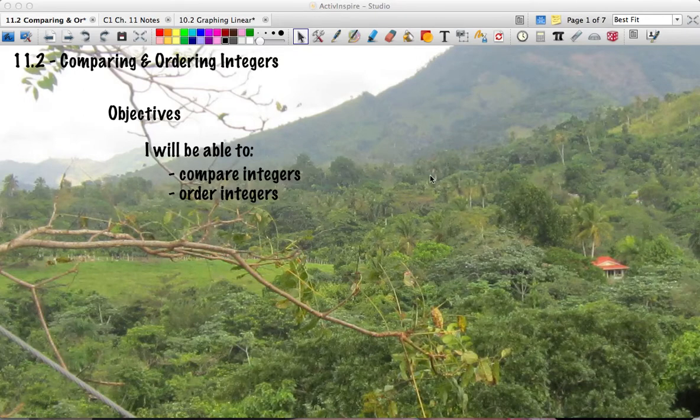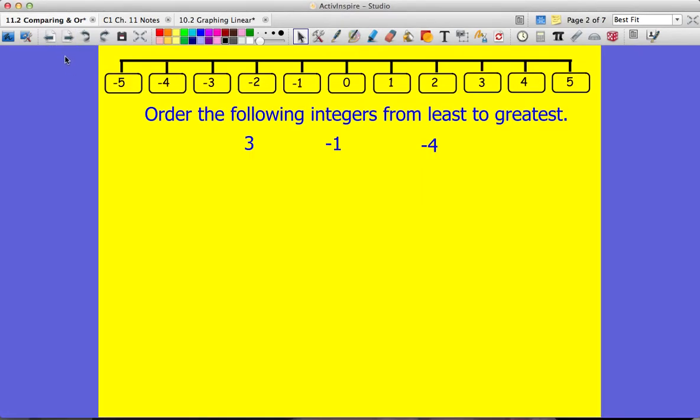Welcome to Lesson 11.2, Comparing and Ordering Integers. Today we're going to talk about how to compare integers and how to order them. It's a little more difficult now because we're throwing negative numbers into the mix, so we really have to go back and think about how far away the number is from 0.